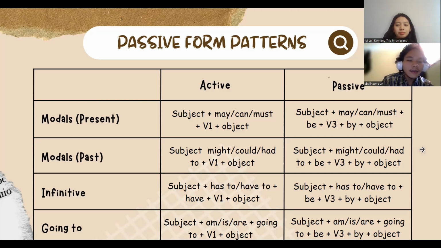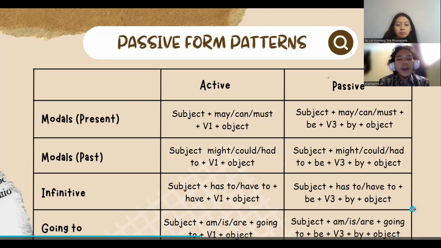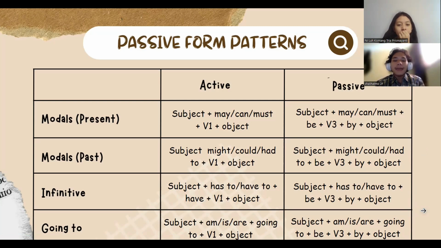And infinitive active is subject plus has to or have to plus have plus verb 1 plus object. And a passive is subject plus has to or have to plus be plus verb 3 plus by plus object.